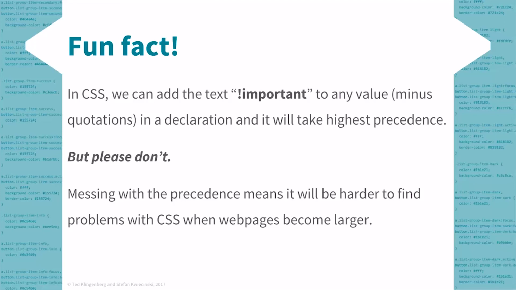But please don't use it, because it only causes problems. There are very rare cases where you might need to use it, or it might be more convenient and faster to use important. It's always faster to use important because you don't have to worry about precedence. But when you mess with precedence and you use important all the time, you'll never know what exactly is going to be the element that's causing the problem.